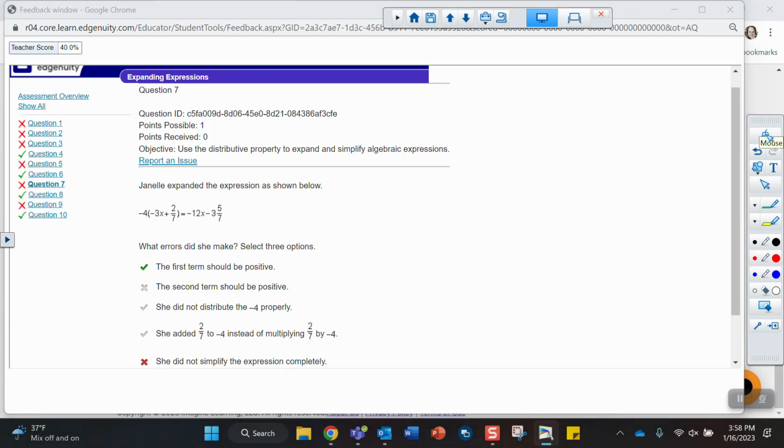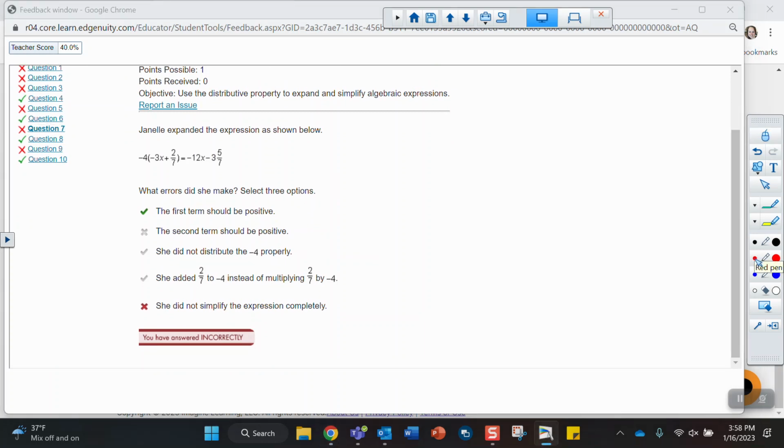Okay, question 7. Janelle expanded the expression below. What errors did she make? Select 3 options. Okay, so -4 on the outside, we're distributing through. So the first error is that a negative times a negative should be a positive. So there's that first green check mark.